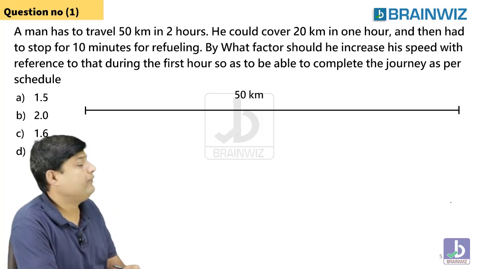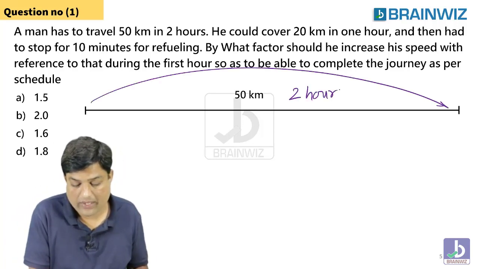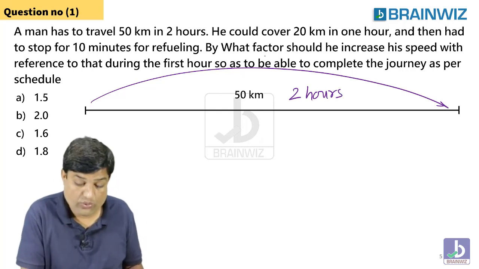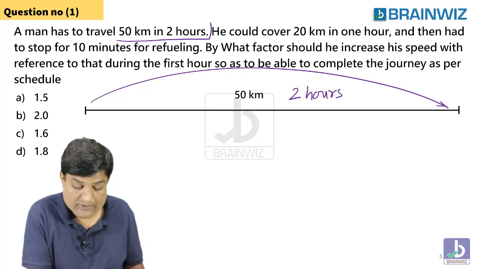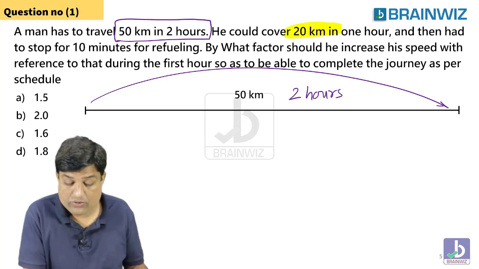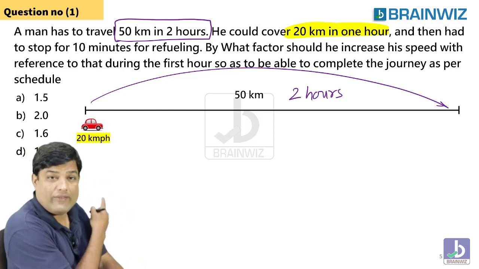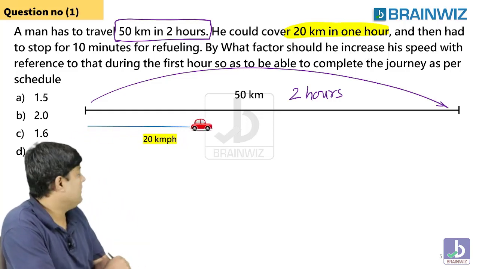Now let's see here. This is a distance of 50 kilometers, which he is supposed to travel not in 1 hour guys, he's supposed to travel in 2 hours. But what he told over here is that he could manage to cover 20 kilometers in the first hour. Means the vehicle is traveling 20 kilometers in the first hour. You can check it out guys.